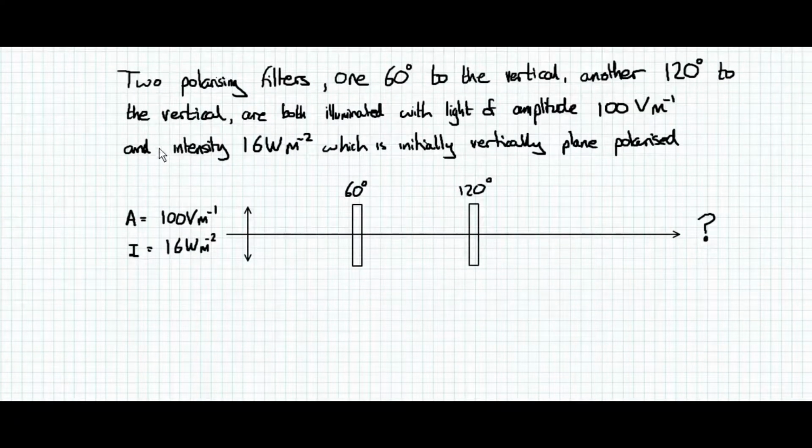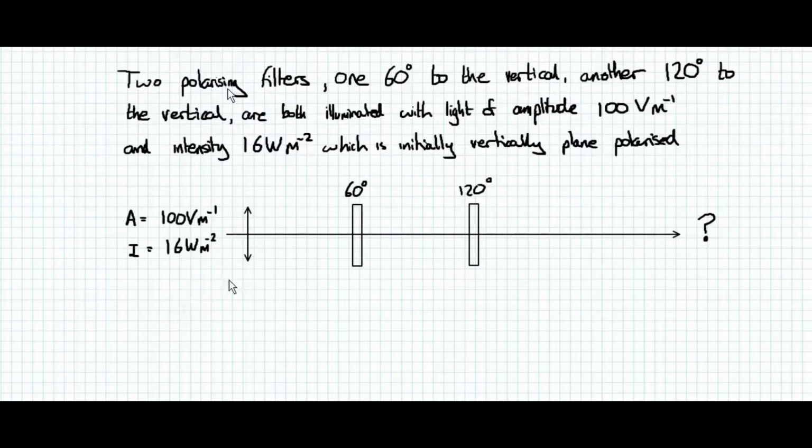Here we have two polarizing filters, one at 60 degrees to the vertical, one at 120 degrees to the vertical. And we're going to illuminate them with vertically plane polarized light, which has 100 volts per meter amplitude and 16 watts per square meter intensity. And we want to know what the light looks like when it comes out. That is to say, what the amplitude of that light is and what the intensity is.